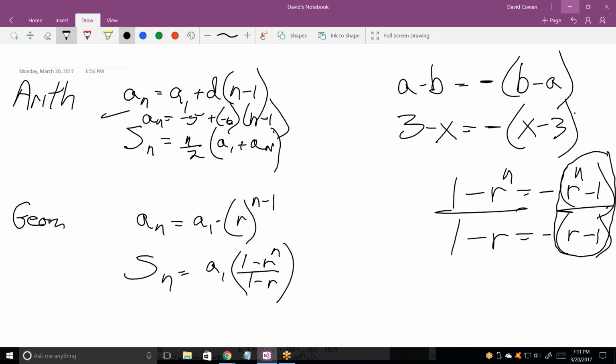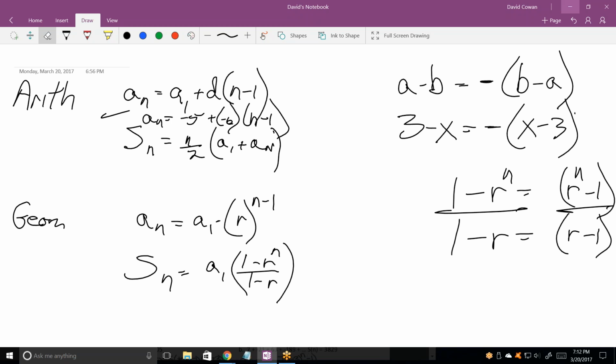Because r is almost always a number that's less than 1. And if r is a number less than 1, then when you take it to some n power, it still is less than 1. And so you'd want to be subtracting that from 1. You wouldn't want to be subtracting 1 from that small number, because you're just going to produce negative signs. In other words, what I'm saying is that that's true.